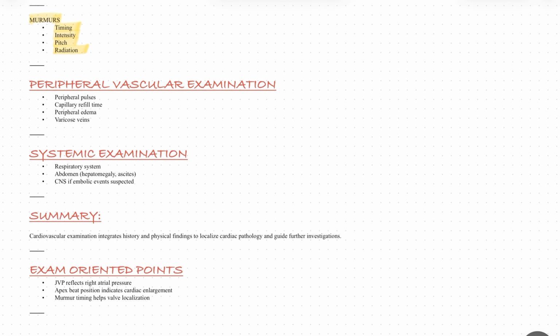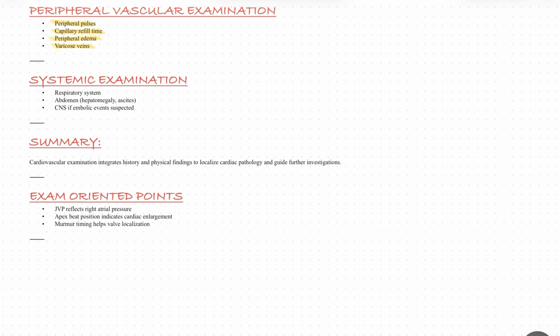Then coming to other cardiovascular, what you need to know extra is peripheral vascular examination, peripheral pulses, capillary refill time, peripheral edema, varicose veins. Then coming to systemic examination, these are all under cardiovascular system. If a patient comes to you saying chest pain, you need to examine other systems also to rule out any contributing factors. Preferably we focus more on the cardiovascular system, but in a cardiovascular case we are going to see the respiratory system also, and then obviously abdomen. Then CNS, if any embolic event is suspected.